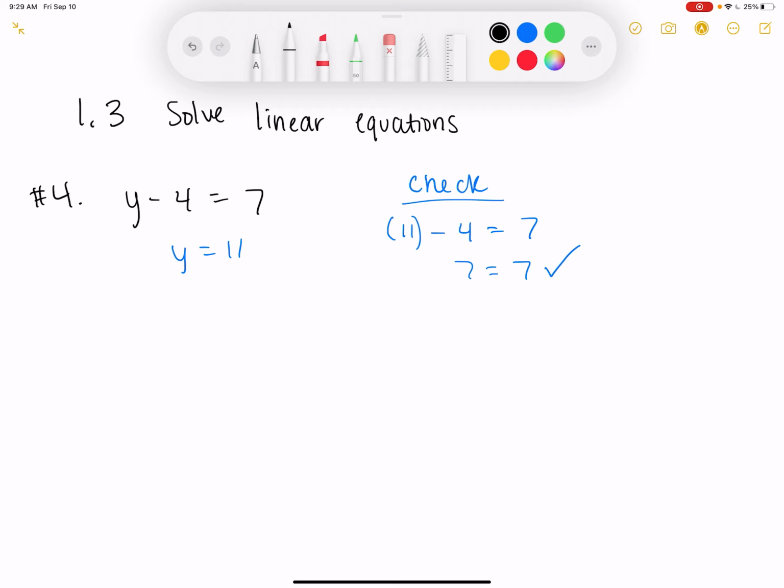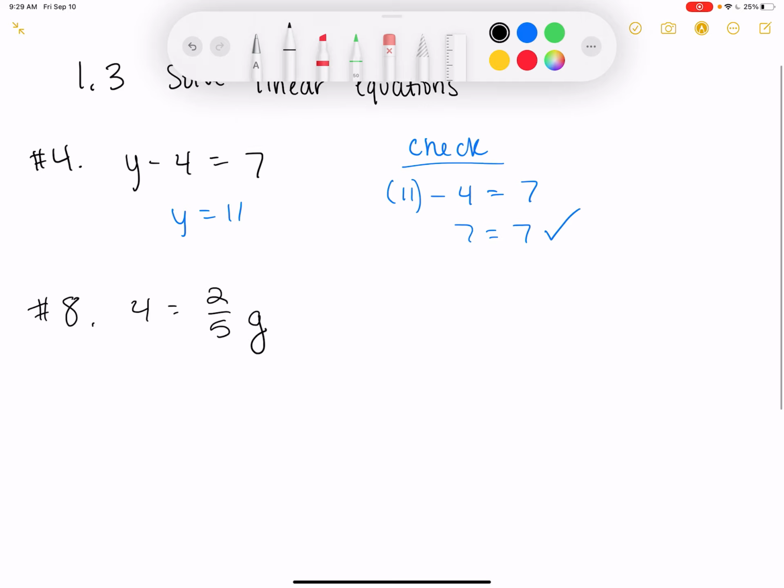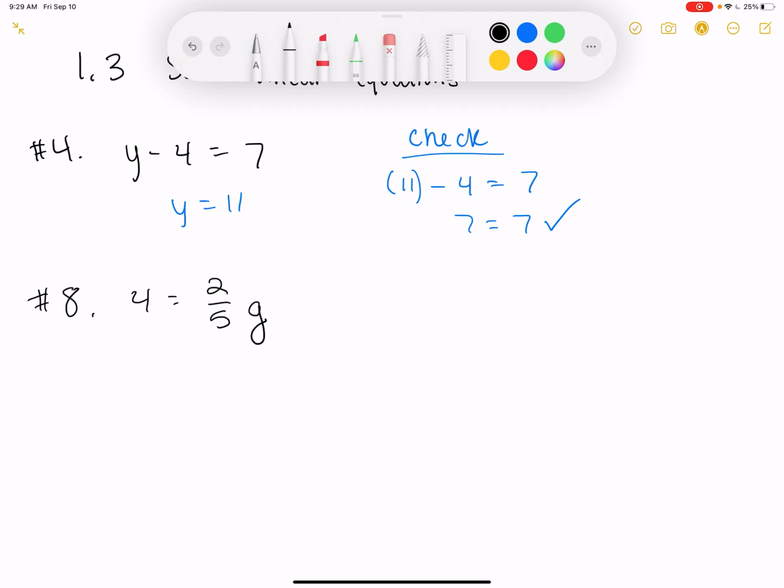Let's see. 7 doesn't equal 7. Why not? Because it's, I don't know. All right, number 8.